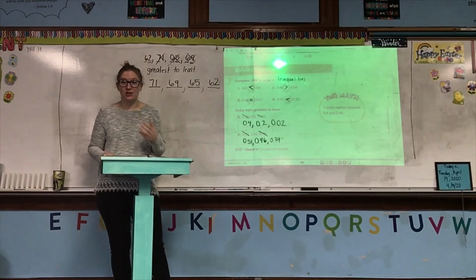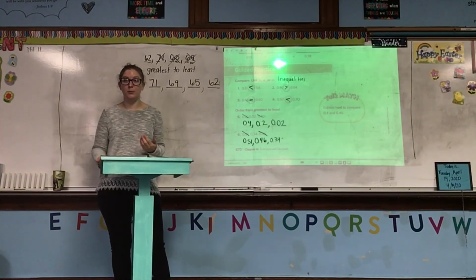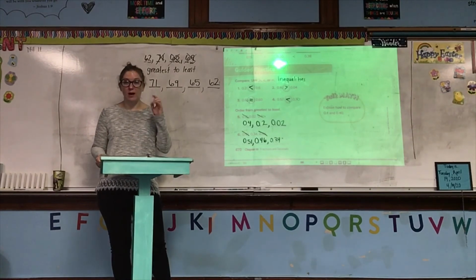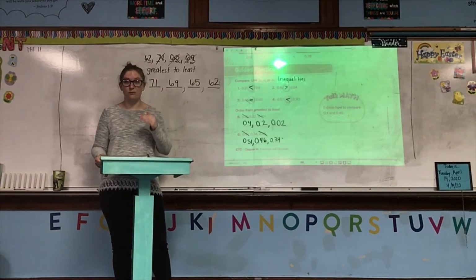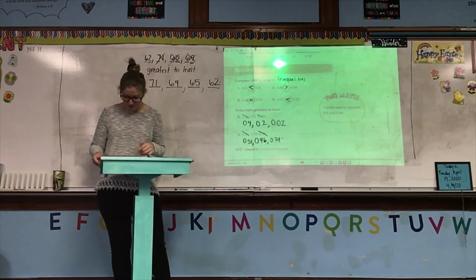Number 9, you're creating your own real-world problem. Remember, whenever you create a real-world problem, you also have to say the answer. So don't forget to write the real-world problem, which means you're writing a word problem, and then solve it. And then number 10, you are just choosing which one is correct.